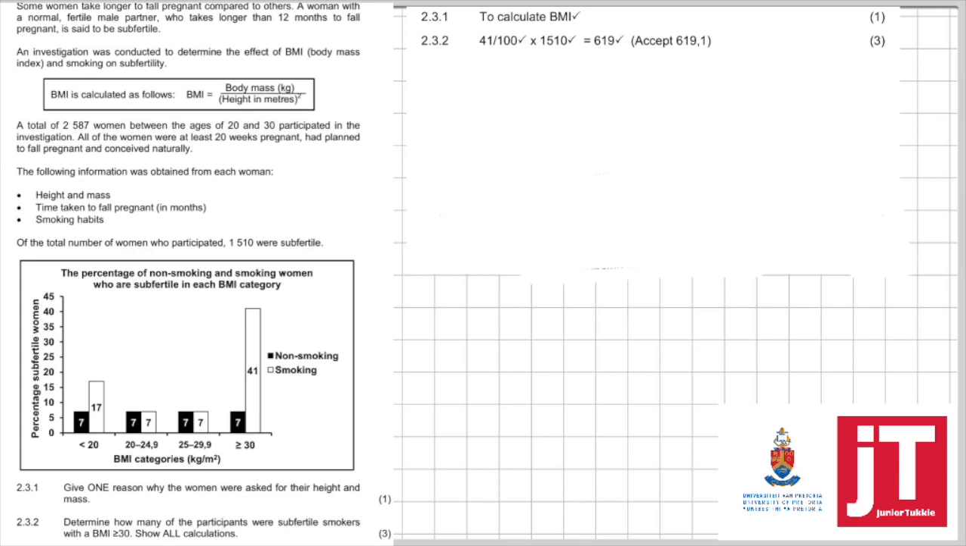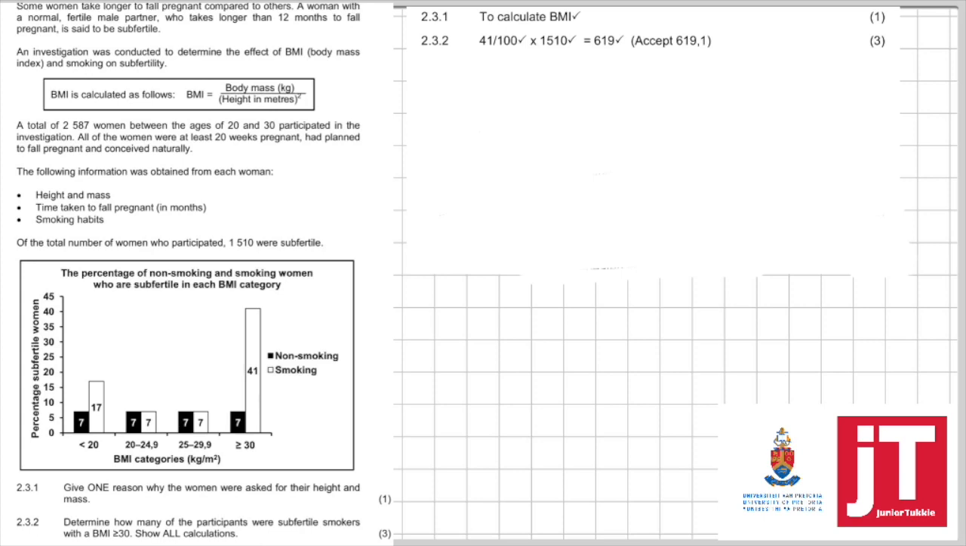Of the total number of women who participated, 1,510 women were subfertile. In the graph you are given, it's the percentage of non-smoking and smoking women who are subfertile in each BMI category. You have the percentage of the subfertile women in the different BMI categories: less than 20, 20 to 24.9, 25 to 29.9, and then 30. The darkened bar is non-smoking and the clear bar is smoking.